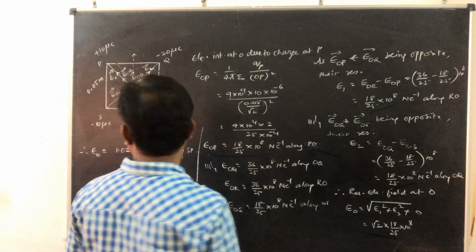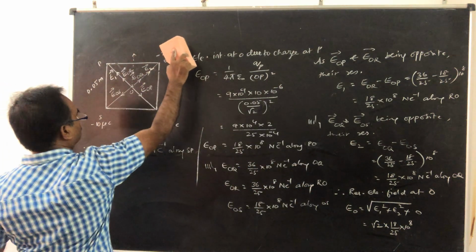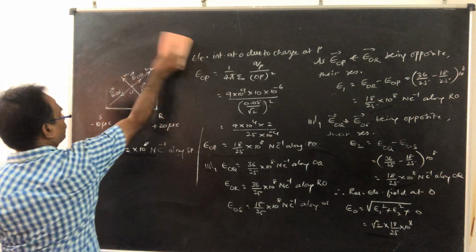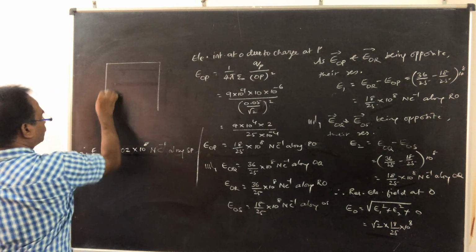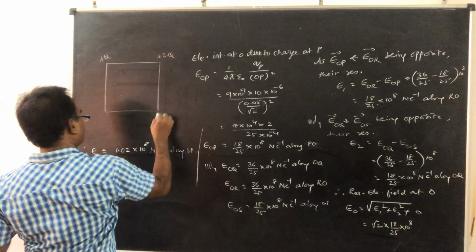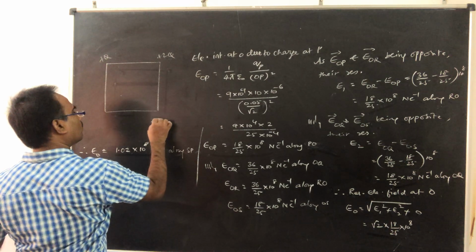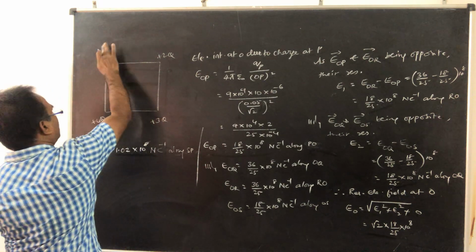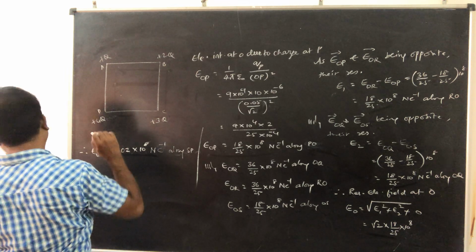A similar type of problem was asked in the annual examination once, like 4 charges. You do this problem as homework now. Plus Q, plus 2Q, plus 3Q, plus 4Q. They are kept at the corners A, B, C, D of a square of side 0.1 meter.